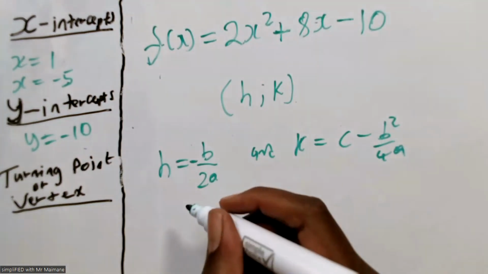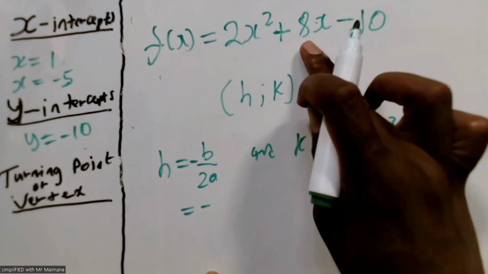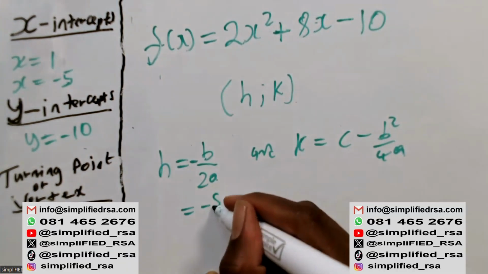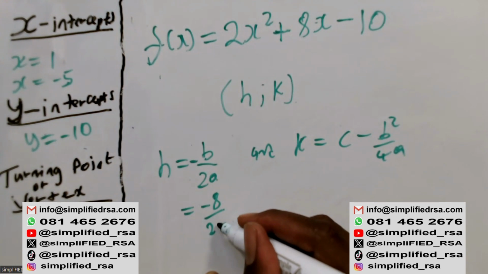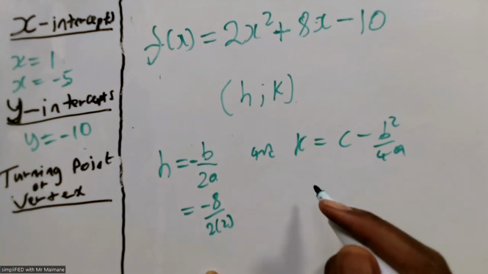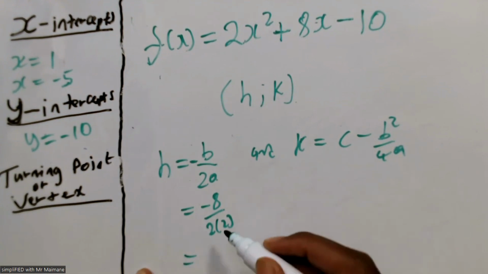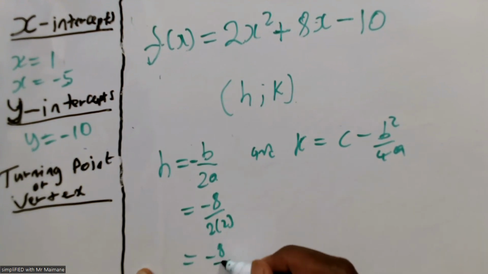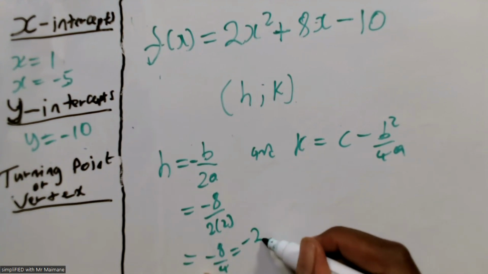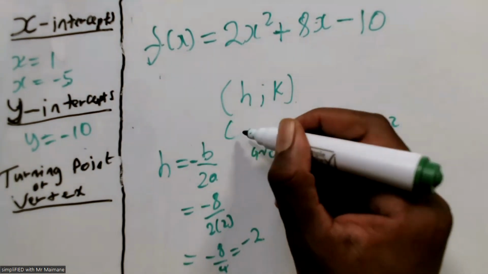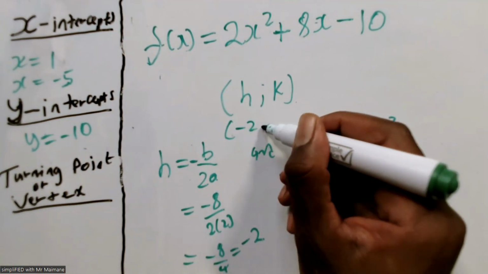I know the value of a. b is 8, so b is 8 over 2, a is 2. But then I keep the negative like that, meaning this will give me minus 8 divided by 4. This is going to be minus 8 divided by 4, which is minus 2. So meaning the turning point, the part for h, is minus 2.